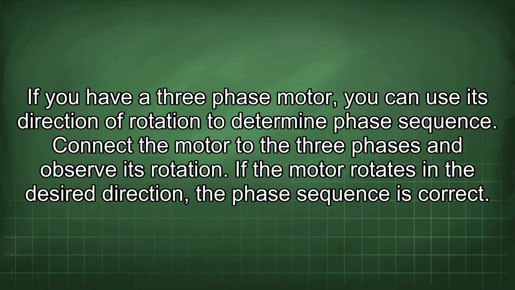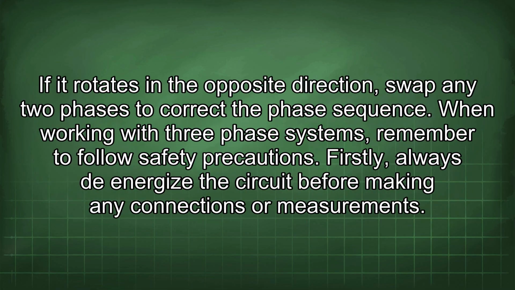If you have a three-phase motor, you can use its direction of rotation to determine phase sequence. Connect the motor to the three phases and observe its rotation. If the motor rotates in the desired direction, the phase sequence is correct. If it rotates in the opposite direction, swap any two phases to correct the phase sequence.